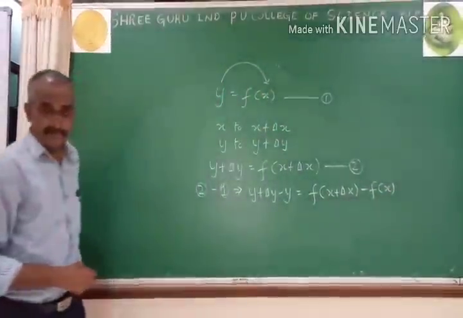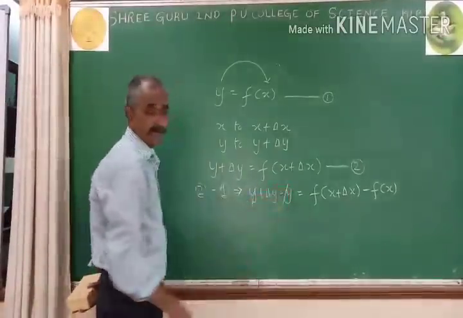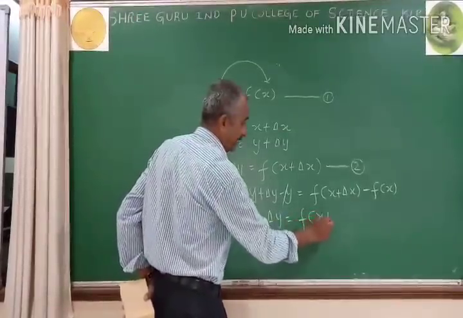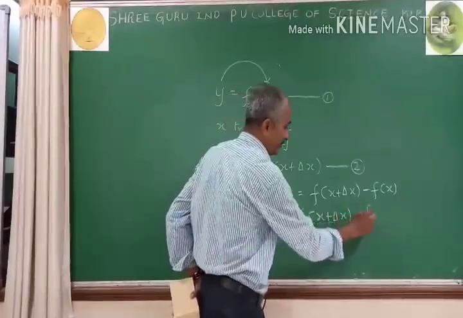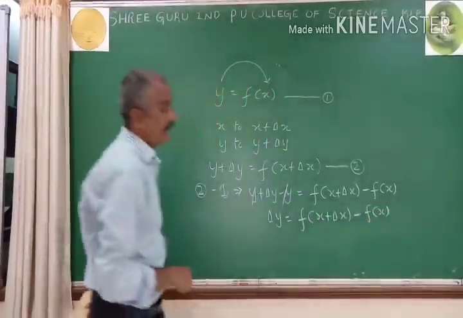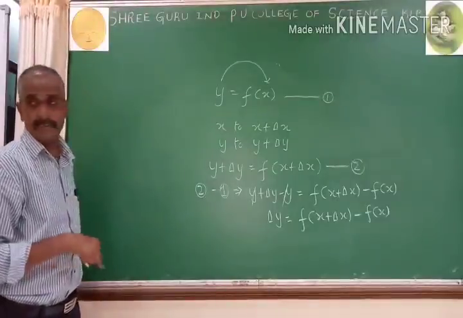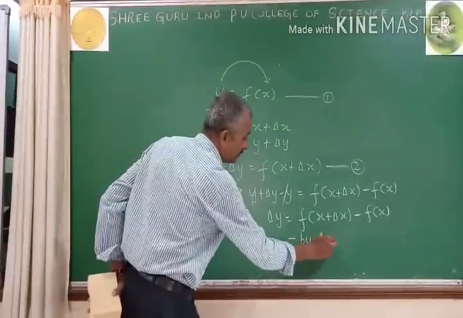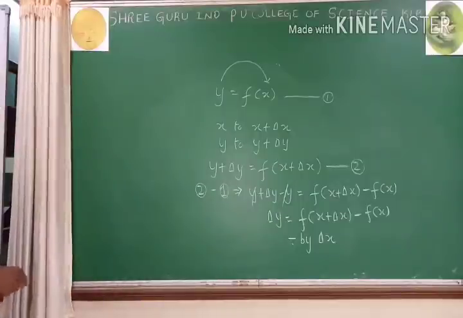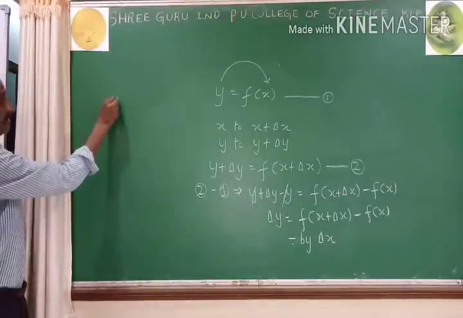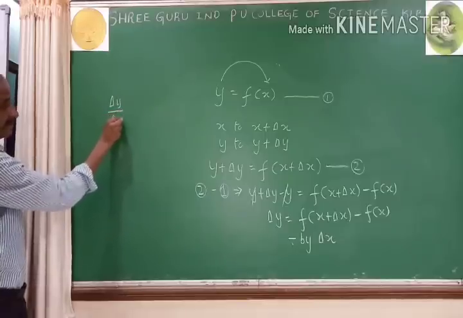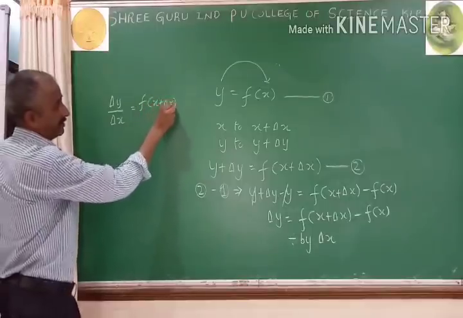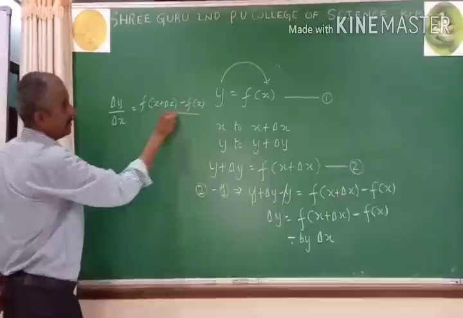So because of the subtraction, the y on the left side will get cancelled. The left side is delta y equal to f of x plus delta x minus f of x. After this step, for this equation, let us divide both sides by delta x. Now what it gives is that delta y by delta x equals f of x plus delta x minus f of x divided by delta x.